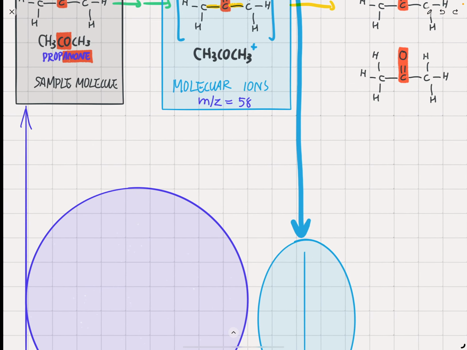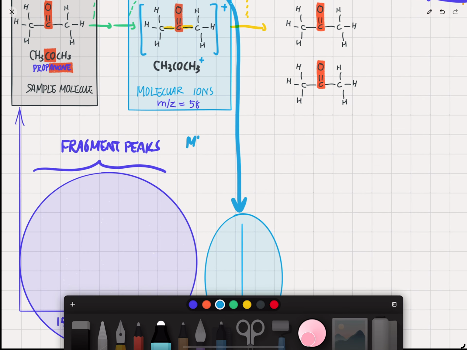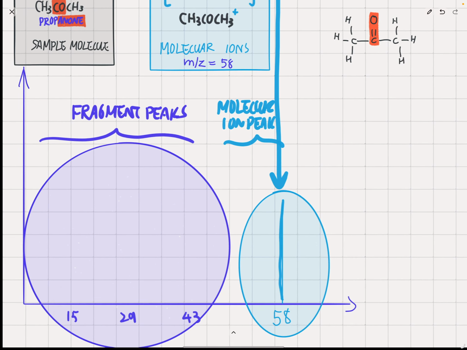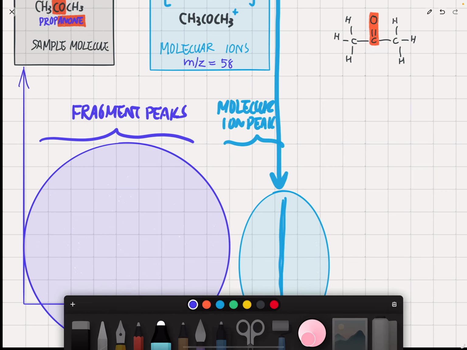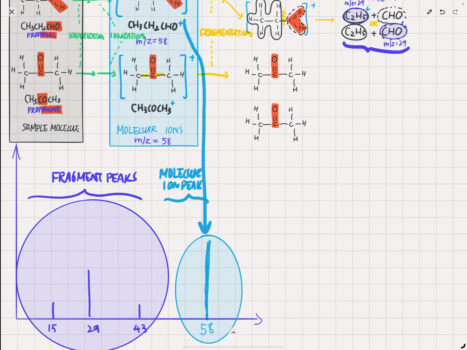You can see these are the fragment peaks, and this one on the right will be the molecular ion peak. So you have one at 58, and then you have some at 15, 29, 43. Don't mind the height of these peaks, because the height really doesn't matter.